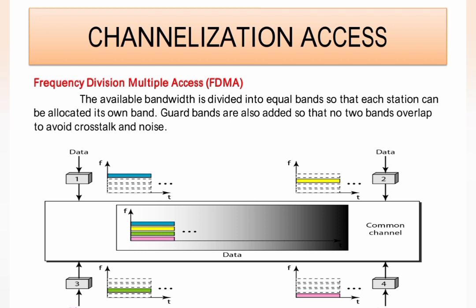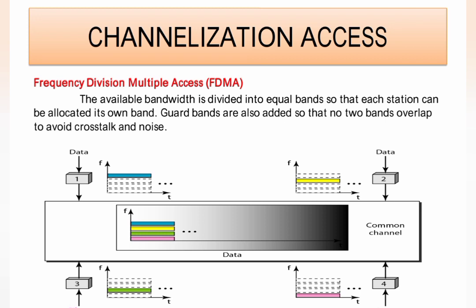So there will be some unused frequency. Here station 1 is accessing the bandwidth shown in blue, and the bandwidth accessed by station 2 is in yellow. The gap between these two bandwidths is called the guard band, that is, the unused frequency band. Guard bands are added so that no two bands overlap, to avoid crosstalk and noise. The green color represents the bandwidth accessed by station 3, and pink represents station 4 accessing the bandwidth in the common channel. The space between these bandwidths, the unused frequency, is called the guard band, and it avoids crosstalk and noise.